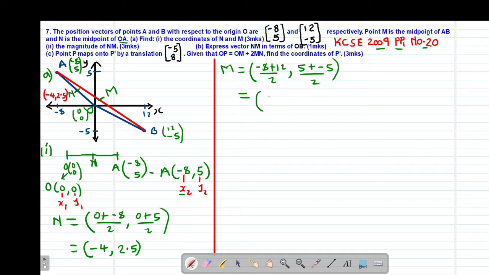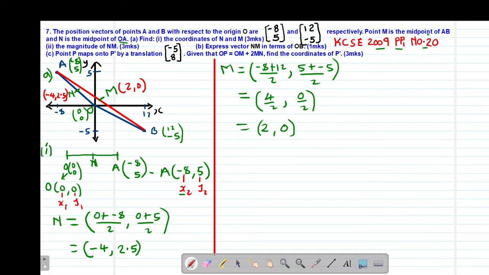So I'm going to get negative 8 plus 12, which is positive 4, so this is 4 over 2, comma, 5 plus minus 5 will be 5 minus 5, which is 0 over 2. So 4 over 2 gives me 2, comma, 0 over 2 gives me 0. Therefore, the coordinate for point M is 2, 0. Those are the coordinates for the points N and M.